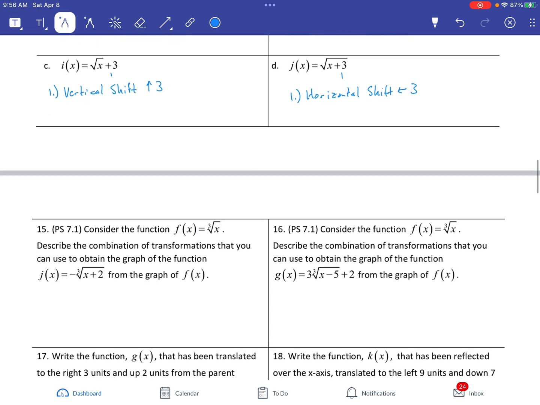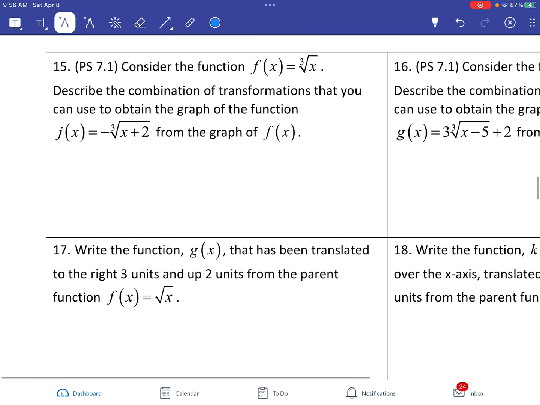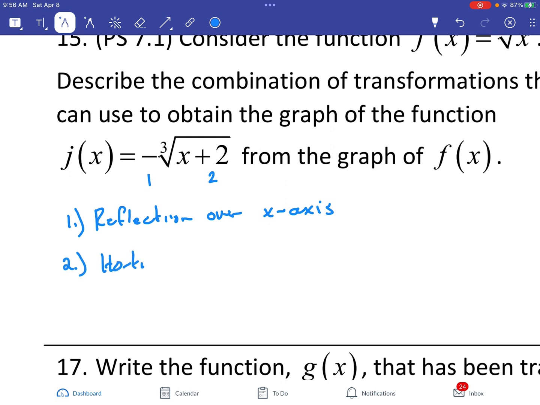Okay, some more transformations. So what is going on in the transformations here? We have two transformations in this function. There's 1 and 2. The first one, since it's a negative on the outside of the radical sign, is a reflection over the x-axis. And the second one is a horizontal shift. I keep spelling this right for some reason. And it's going to the left by 2.